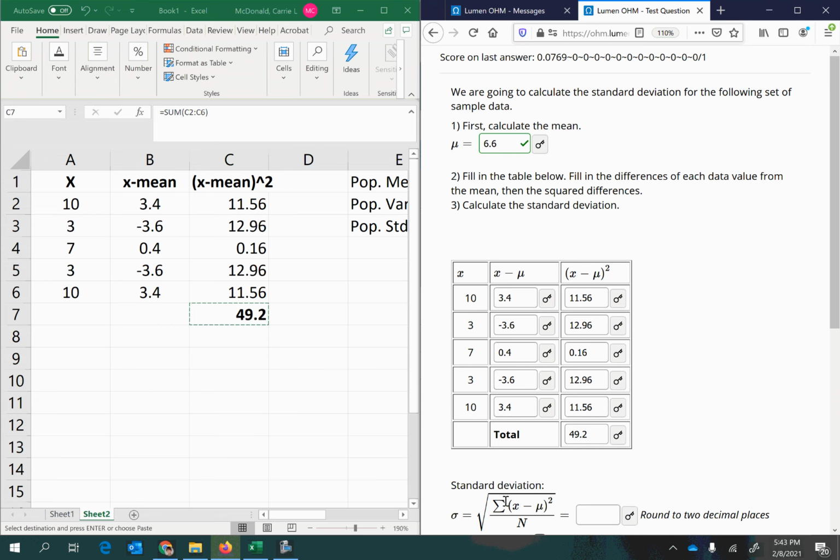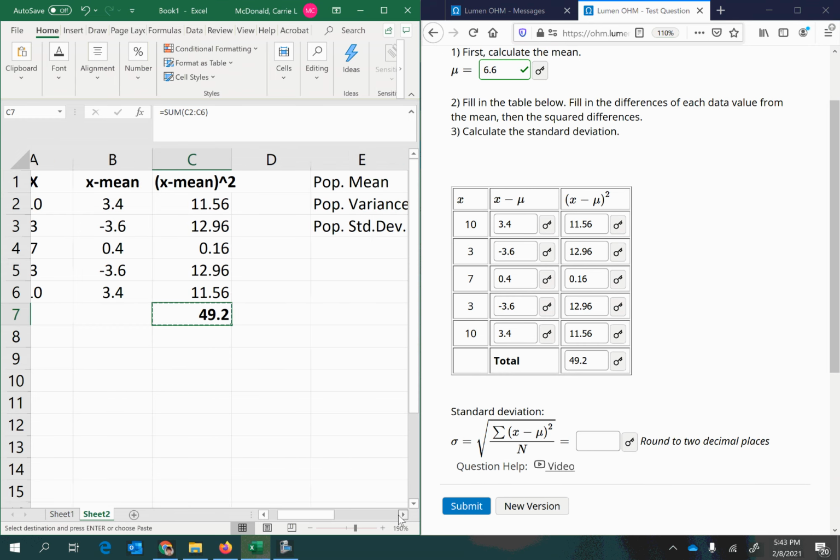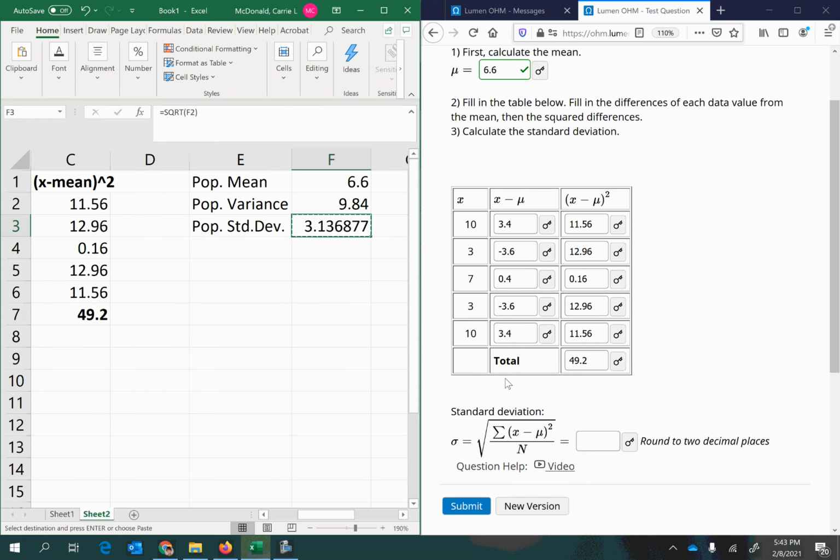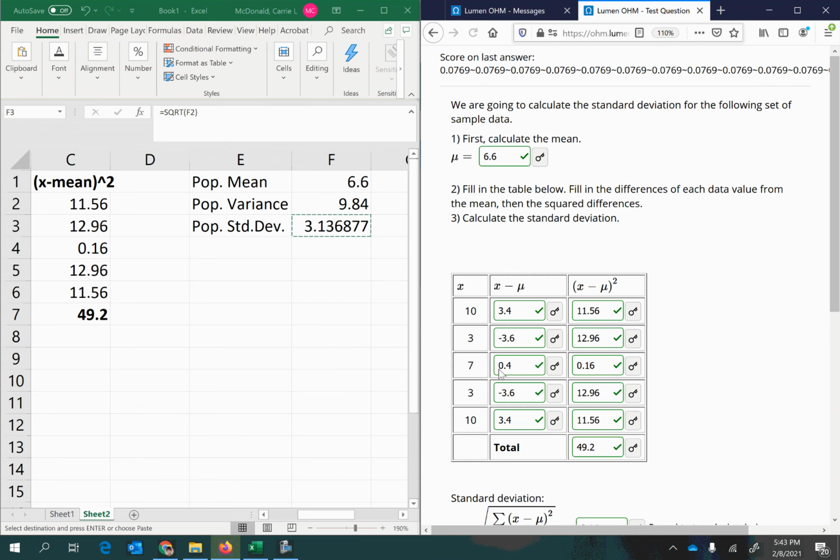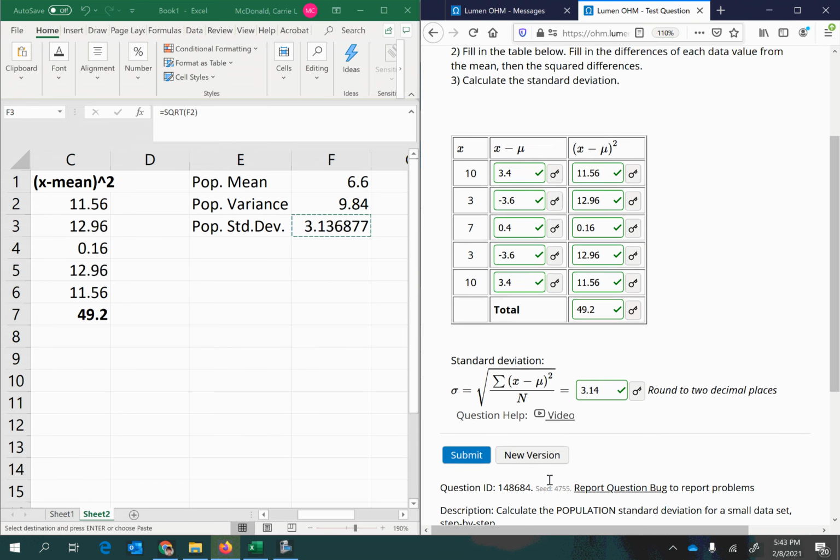and then the standard deviation for the population, and then it asks us to round to 2 decimal places. So we're going to round this to 3.14. And isn't that a beautiful thing? Look at all those lovely green check marks.